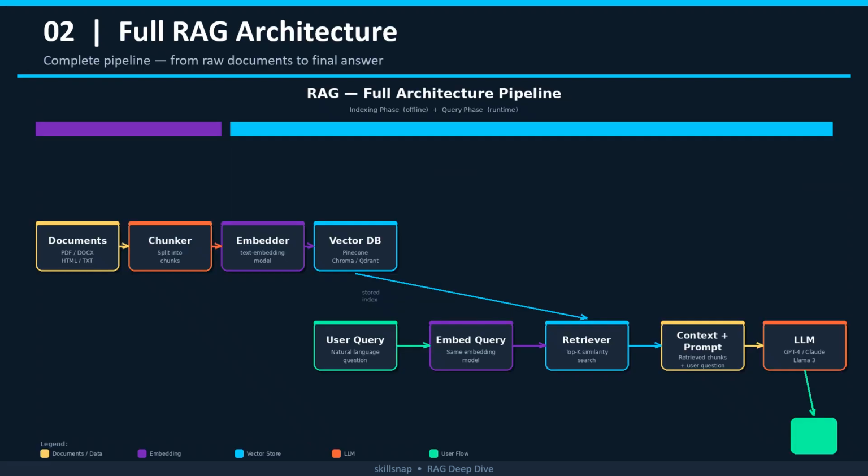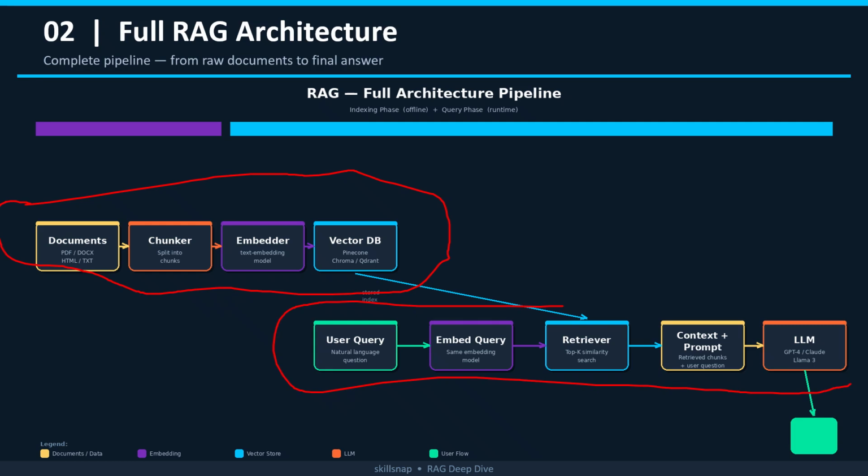This is how the full architecture of RAG looks. You see there are two pipelines. The first pipeline connects the documents to the vector DB, and the second pipeline connects the user query to the final output. The first phase is known as the indexing phase, and the lower phase is known as the query phase.